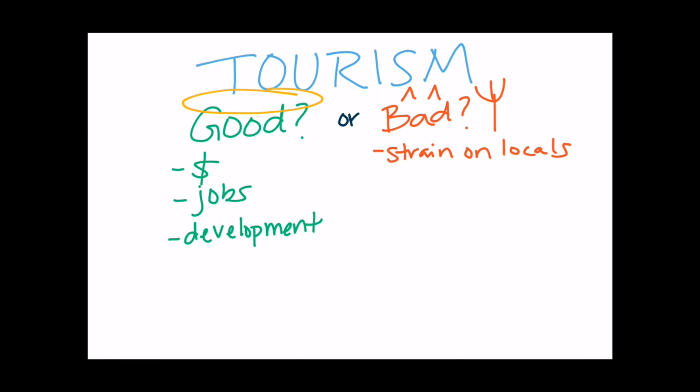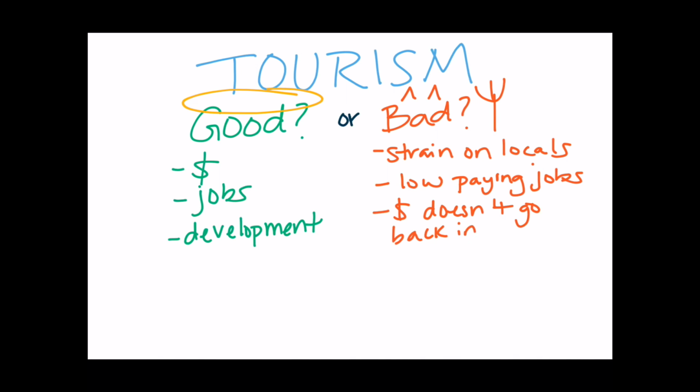It's often a strain on the local economy. Usually those jobs I talked about, very low paying. Also, a lot of that money doesn't go right back into that local economy. Usually it goes to big companies or even a corrupt government. On top of that, we usually see a really harsh contrast from the very rich to the very poor.